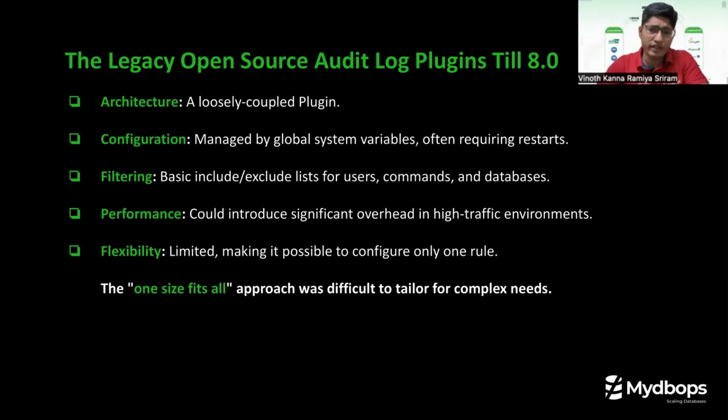We had basic filtering available on audit plugins till 8.2, which can have include and exclude lists of users, commands, and databases. This could pose a significant overhead in high traffic environments. And it is limited to only one rule. You cannot have a multi-rule model in the older audit plugin. The one-size-fits-all approach was difficult for managing the complex needs that we have right now.